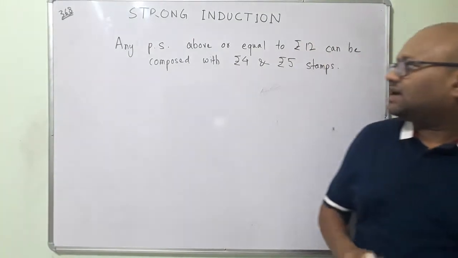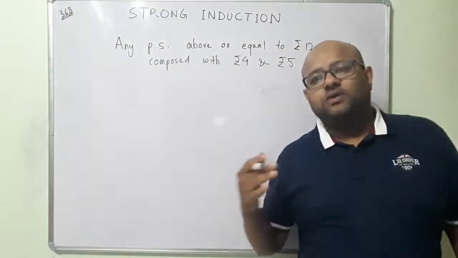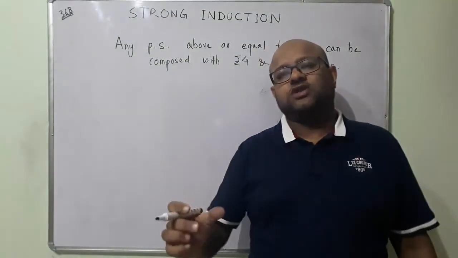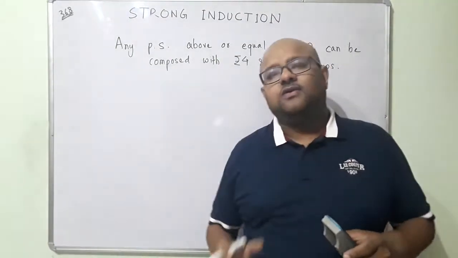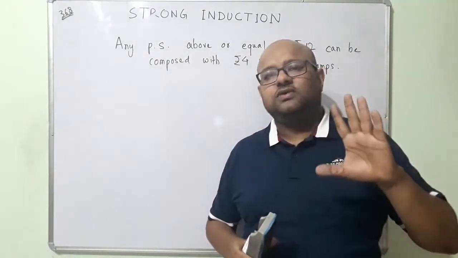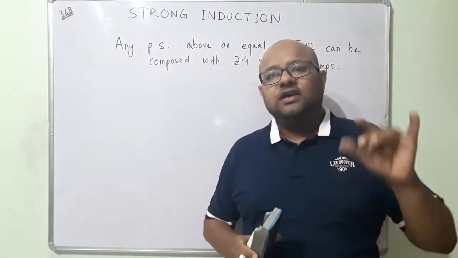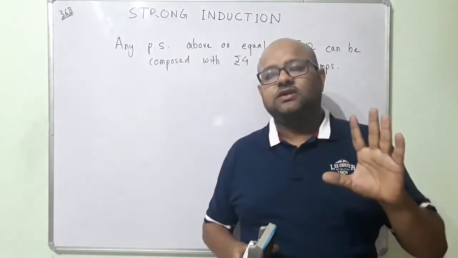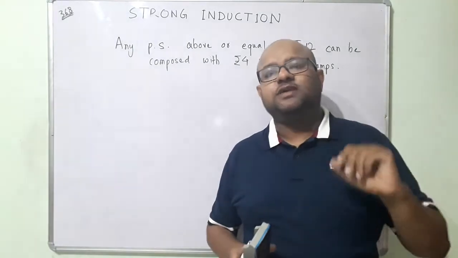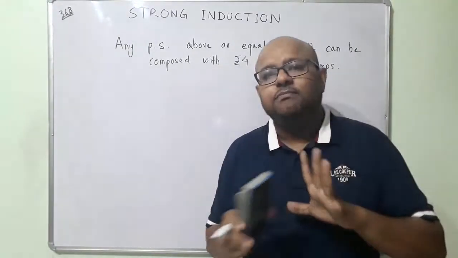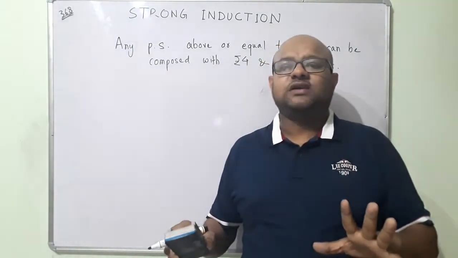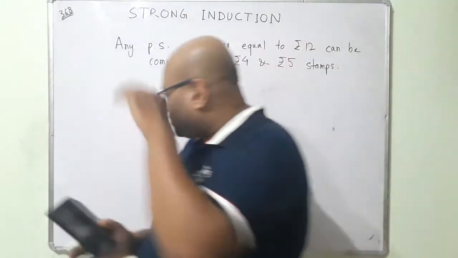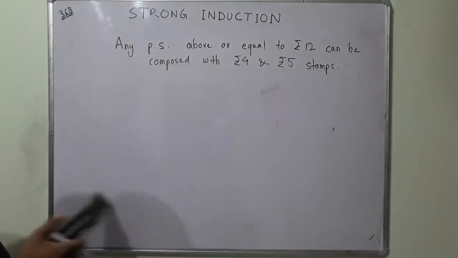The theorem claims that any value of stamp you need, 12 rupees or above, 13, 14, anything up to infinity, any amount of postage stamp you want, if you have access to rupees 4 and rupees 5 stamps, and these are the only two stamps available in the post office, then you can make any amount necessary using only 4 rupees and 5 rupees worth of stamp. Okay, so this is the theorem. Let us go ahead and prove this.